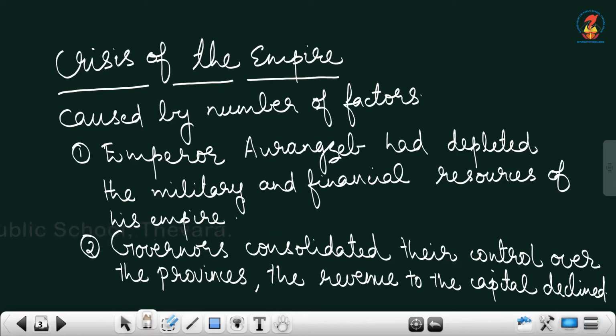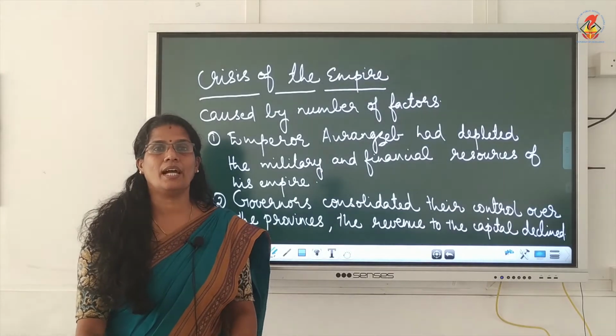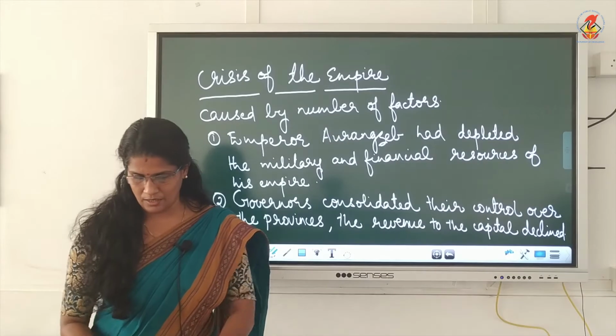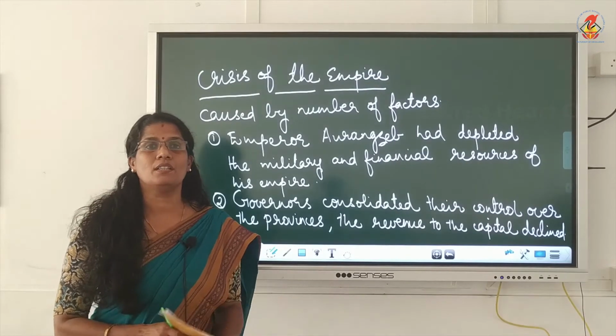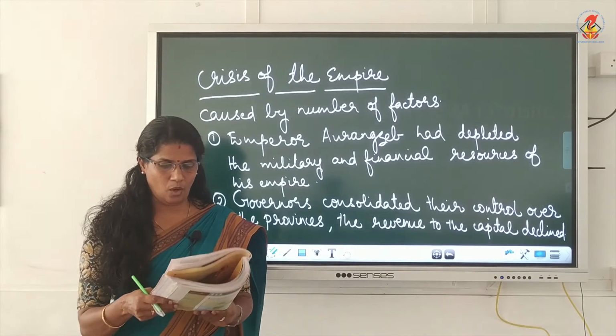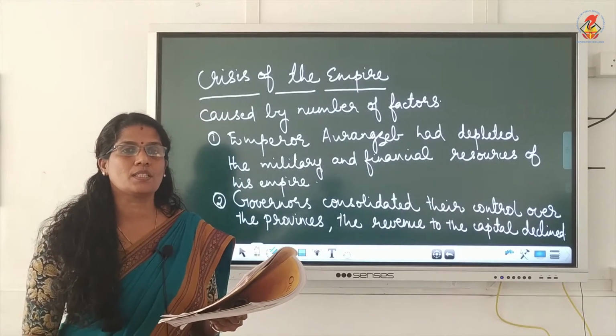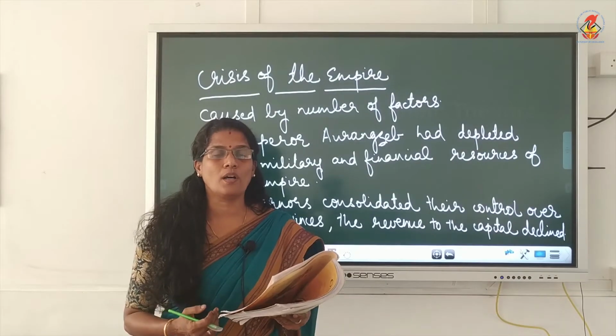So the decline of the Mughal empire started with the first cause, Emperor Aurangzeb. He was among the last Mughal emperors. He depleted the military and financial resources of the empire. Emperor Aurangzeb had depleted the military and financial resources by fighting a long war in the Deccan.